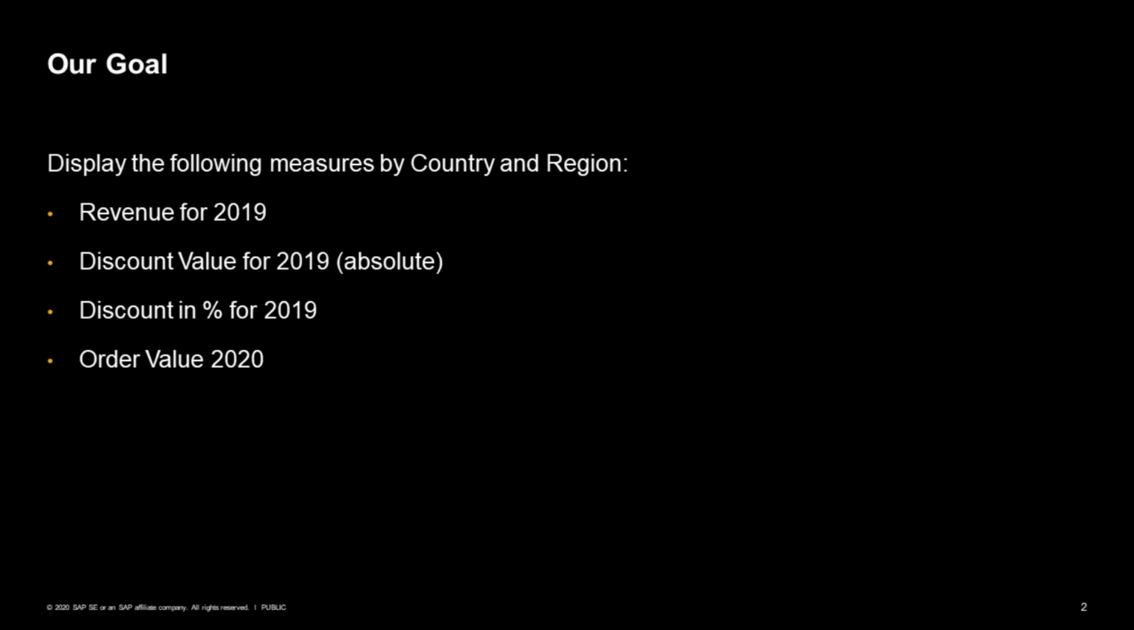So what we're going to try to do is actually use measures from both data sets. So we want to see the revenue and the discount value from the last year, the order value from this year from the second data set, and we want to do a calculation. And that's the one that we're paying attention to. The calculation will be the discount value in percentages.